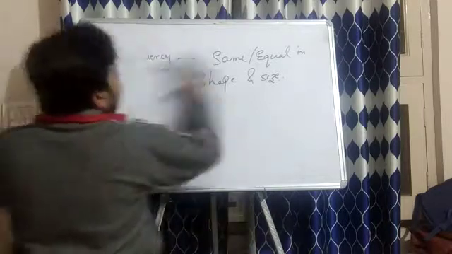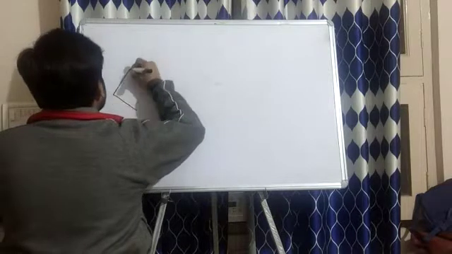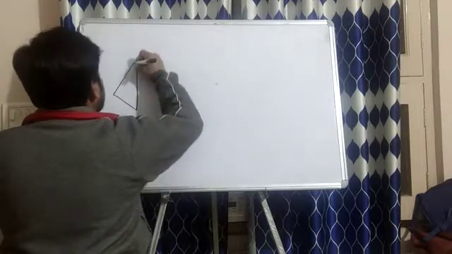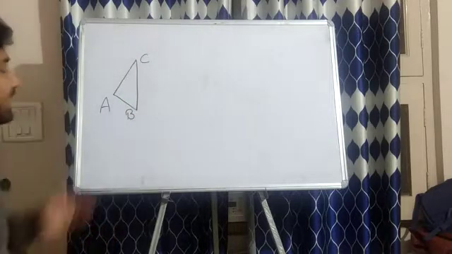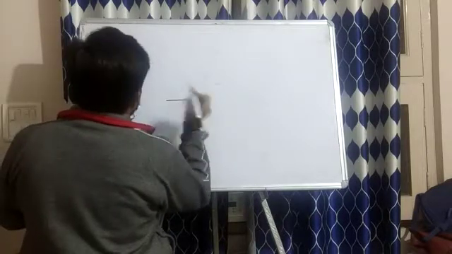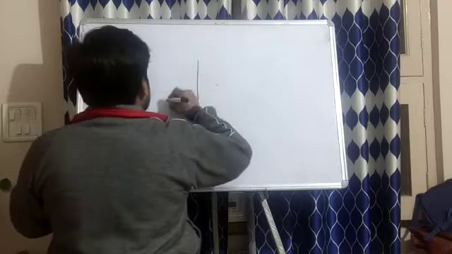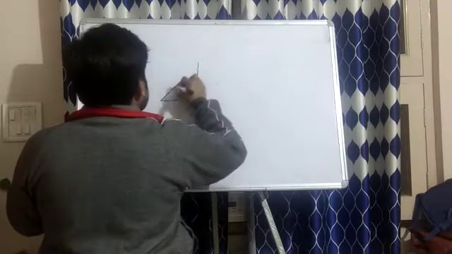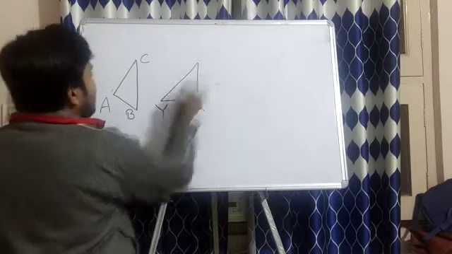let me rub it first so that I have enough space. Okay, now suppose I take any triangle. Now this is an arbitrary triangle that I have made. Let us label it as A, B, C. And let me have another triangle. Let's say, let me make it in this fashion. Okay, now let me label it as X, Y and Z.